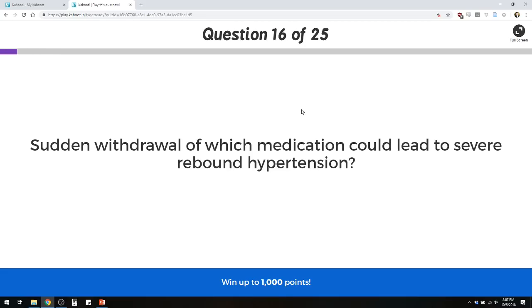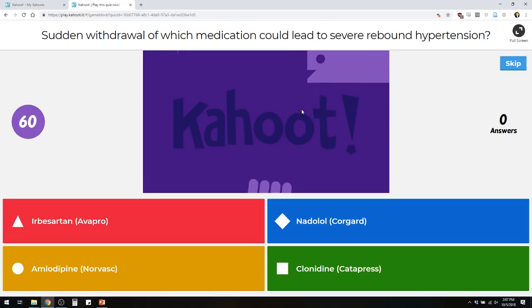All right. Sudden withdrawal of which medication can lead to severe rebound hypertension? Irbesartan, nadolol, amlodipine, or clonidine?